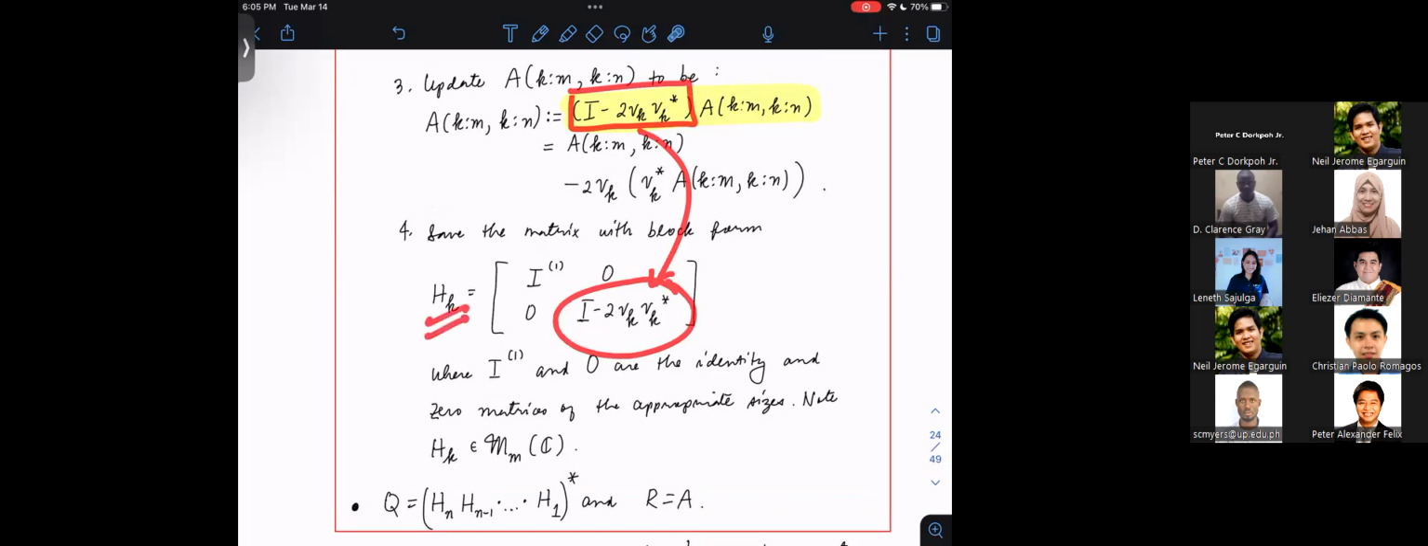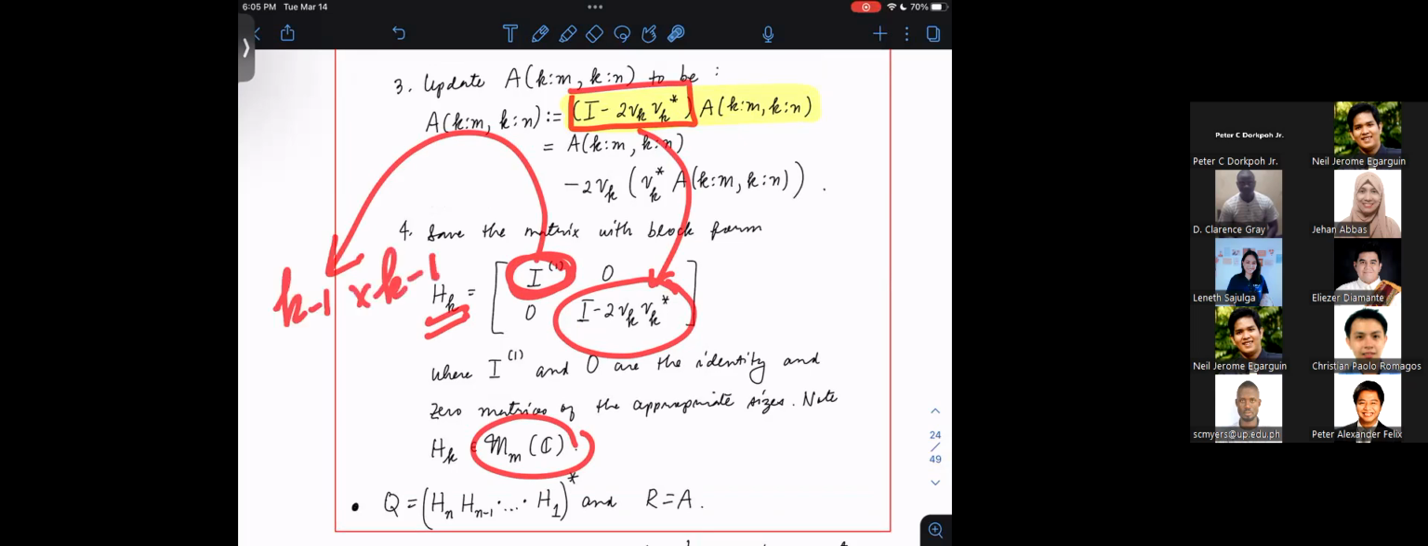But H sub k should always be m by m. So you just fill in all diagonal entries here by the appropriately sized identity matrix. Here, the appropriate size of the identity matrix is k minus 1 by k minus 1, all right? Because the total dimension of H sub k should be m by m.